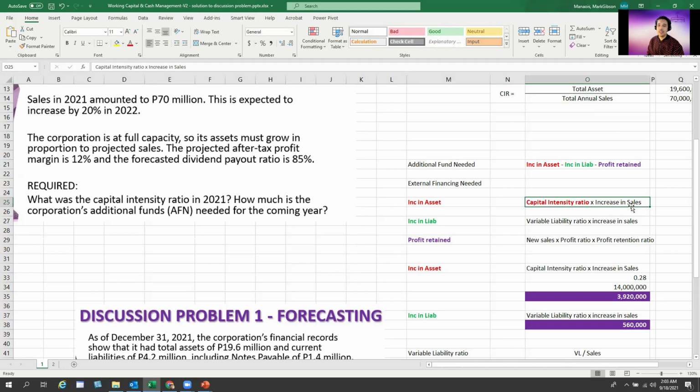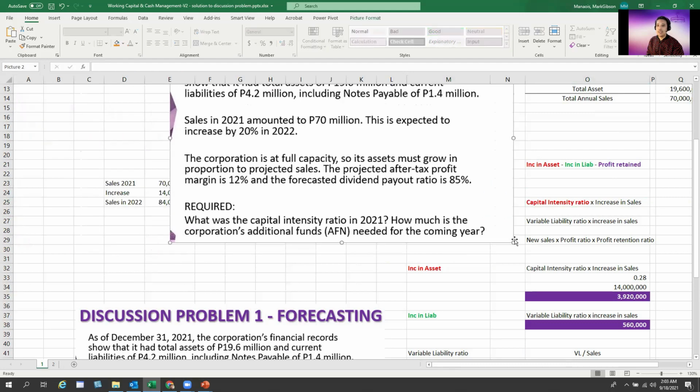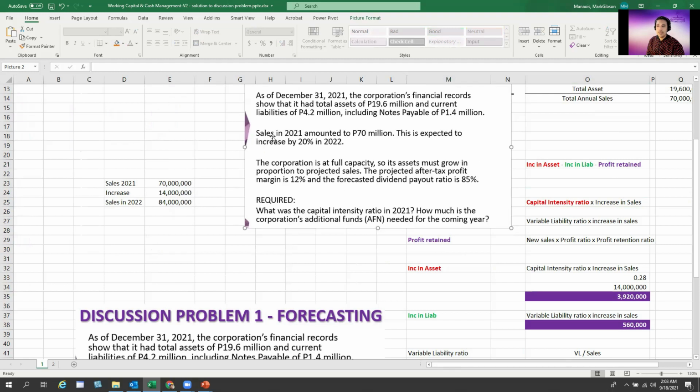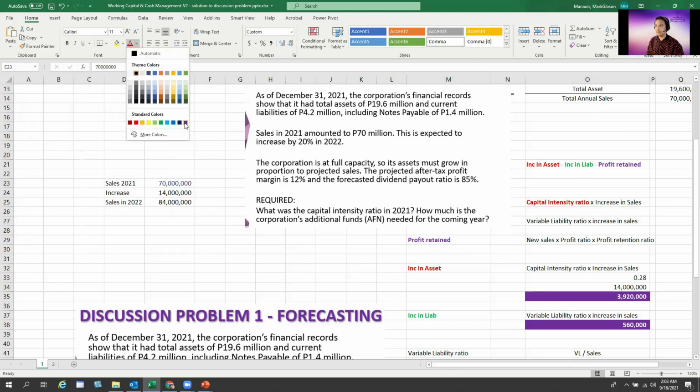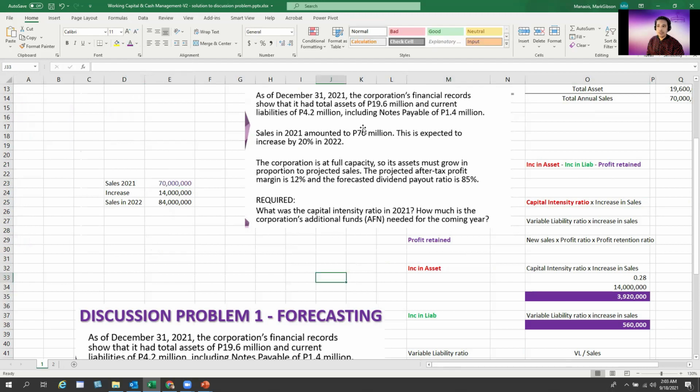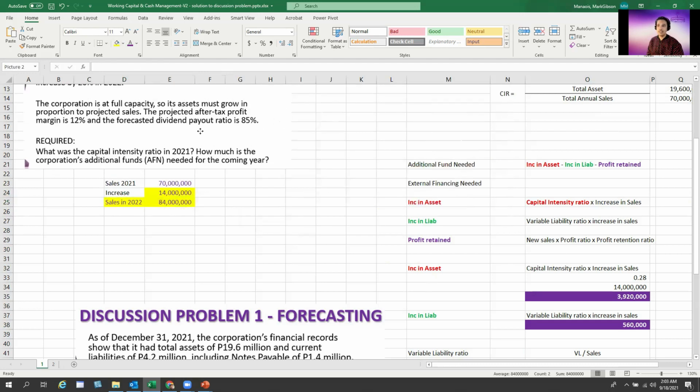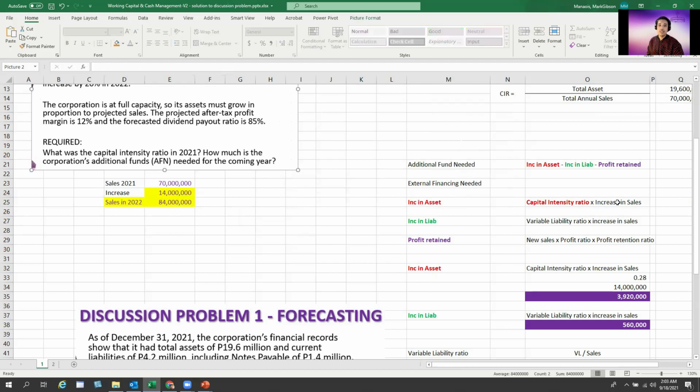Of course, sabi dito, increase in sales. No? Di ba na-calculate natin yung kanina? Sabi natin, sales in 2021 amounted to 70 million. Ayun si 70 million. This is expected to increase by 20% or 14 million by 20% in 2022. So therefore, in 2022, meron kang forecasted sales na 84 million. No? So, pero ang tinatanong lang kasi sa atin, ang hinahanap lang natin sa ngayon is yung increase in sales.